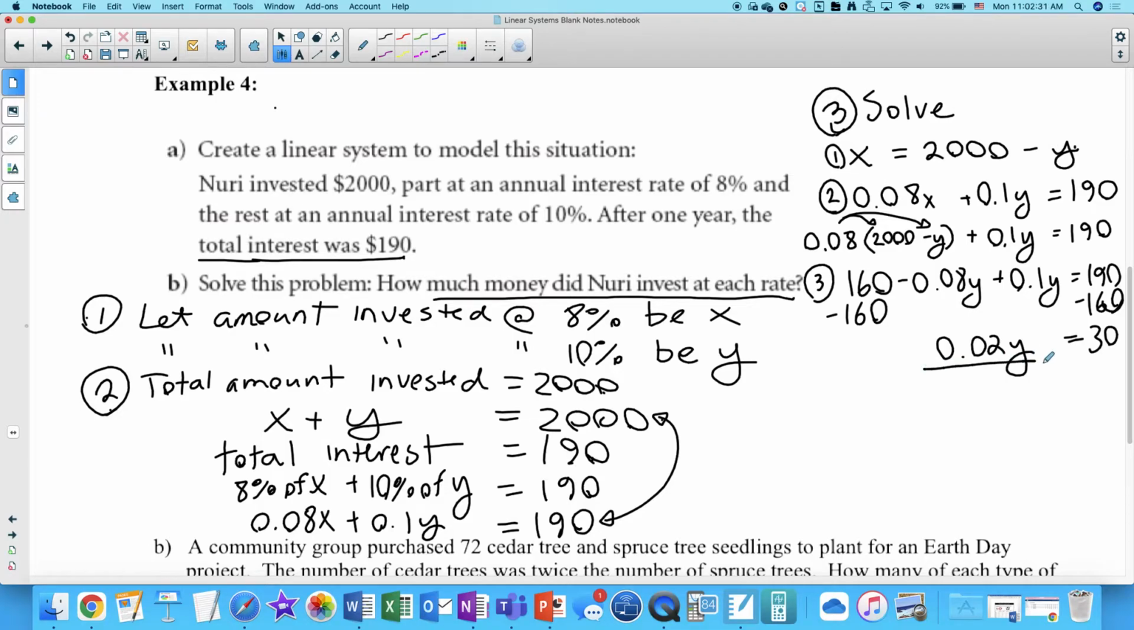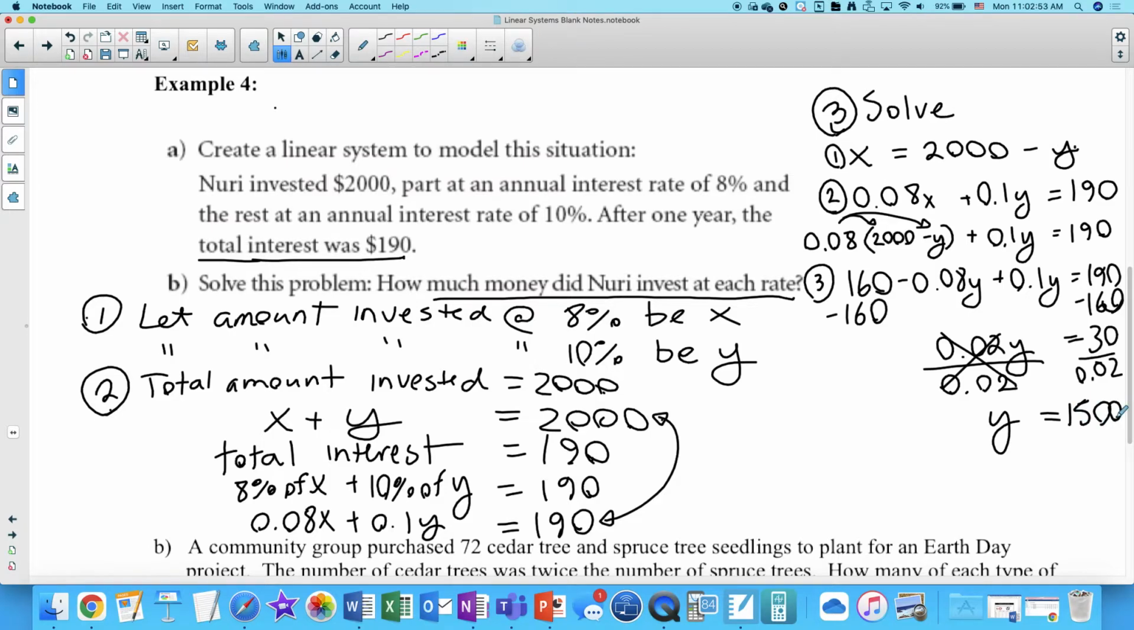And then, of course, we need to divide by 0.02. And that is 30 divided by 2 is 15. Is that 1,500? I think so. Can someone check that? I think that is.